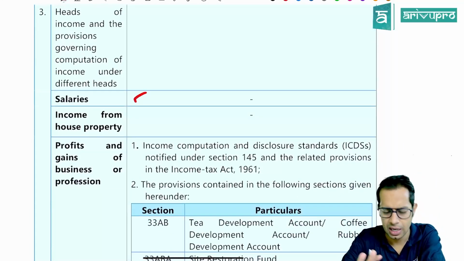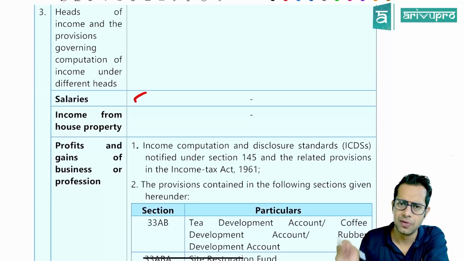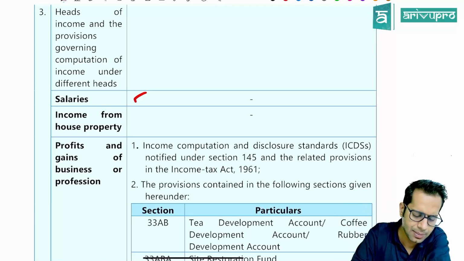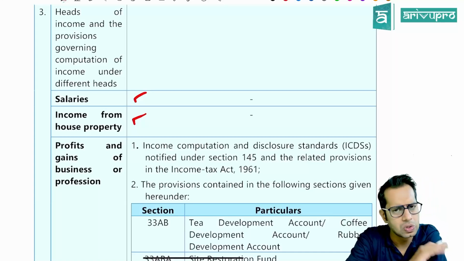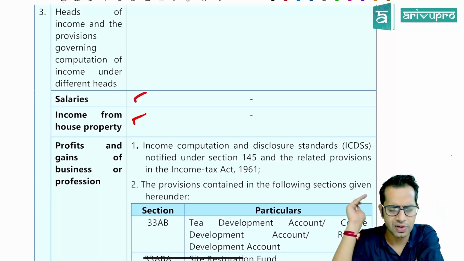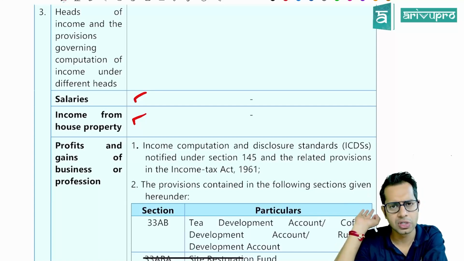Everything you'll have to study. Salary chapter: whatever is there in the salary chapter, all the points in the material, you'll have to study for your examination. Then income from house property also has no exclusions, meaning whatever you have studied will be applicable. Whatever is there in the institute material, you'll have to study all those points.